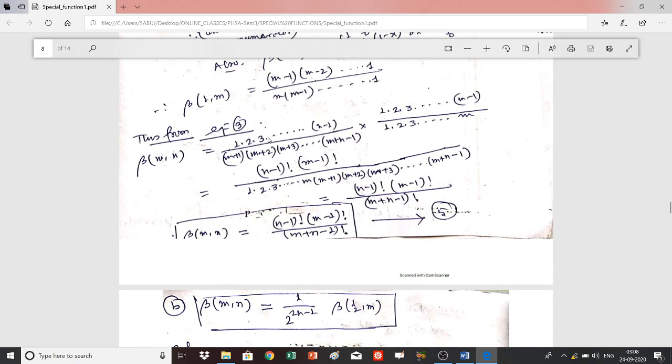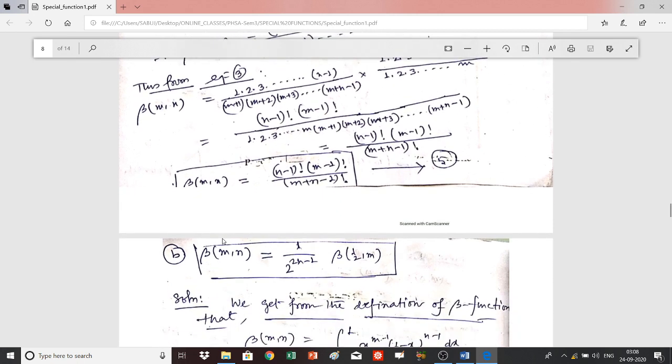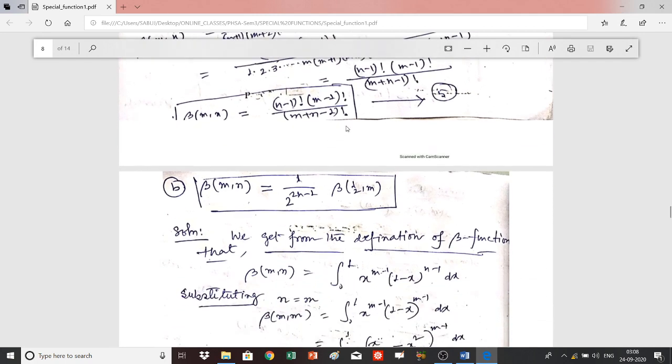So you can write this series as n minus 1 factorial, and this series by n minus 1 factorial. From here, 1 2 3 and so on, just write it and multiply these, then the whole multiplication will give you this. So that is n minus 1 factorial by n minus 1 factorial, and this is nothing but m plus n minus 1 factorial. So beta mn is equal to m minus 1 factorial into n minus 1 factorial by m plus n minus 1 factorial. Equation number 5. So it has also been proved.